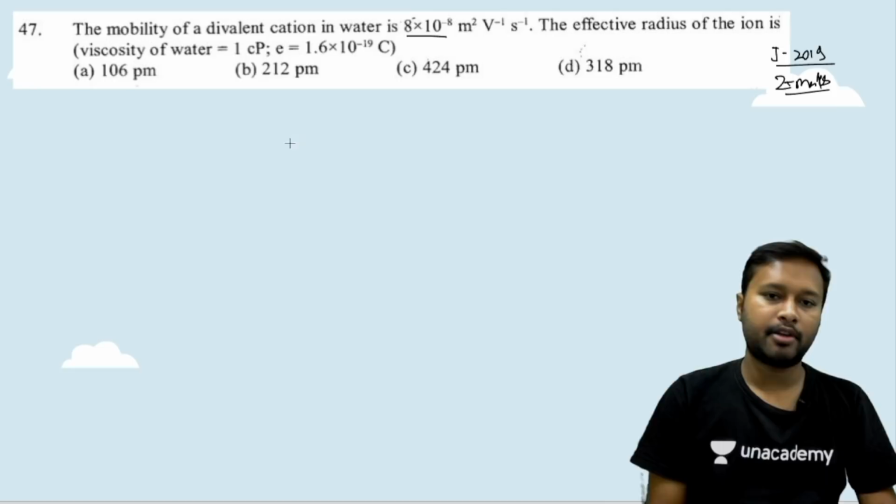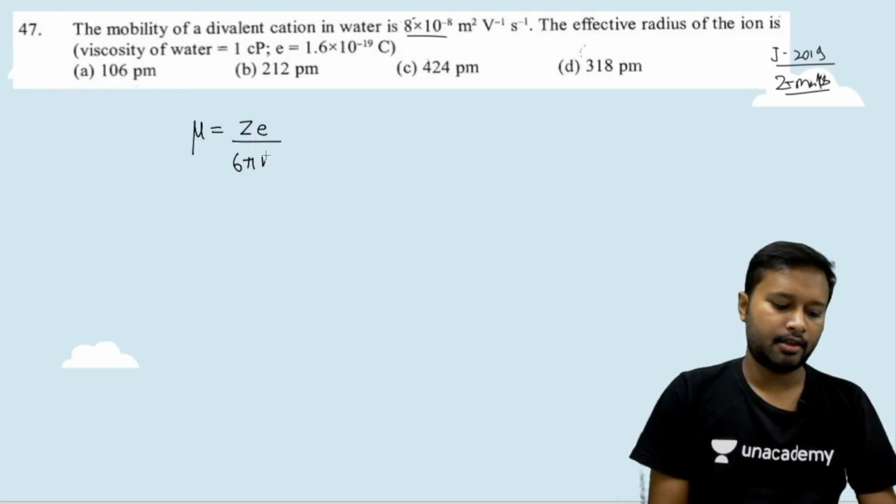So to solve this particular question, you need to solve it according to the mobility equation. So mobility of the ion is given by this. So mu is equal to Ze divided by 6 pi eta r.